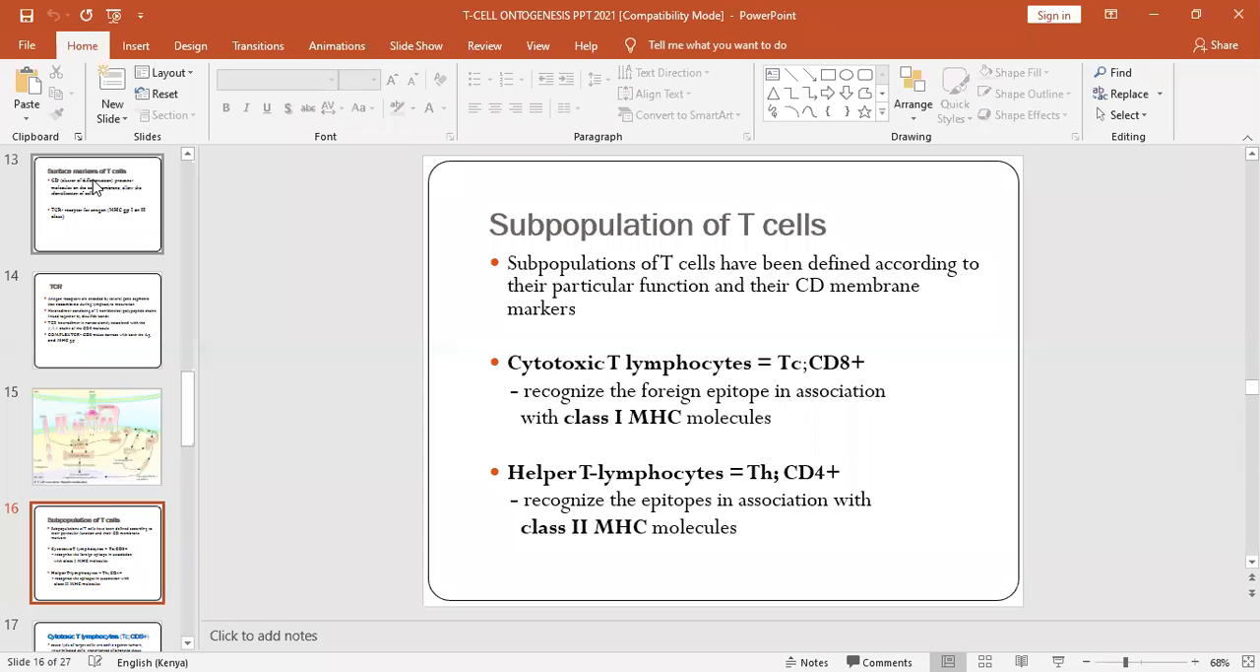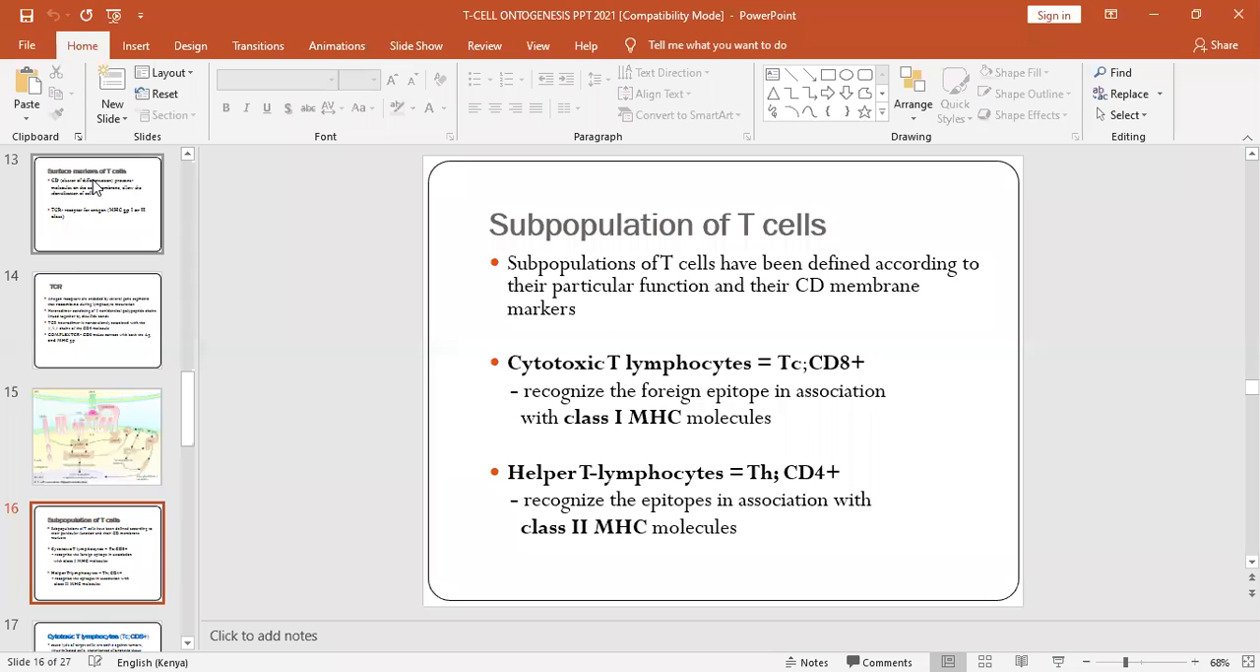Now let's look at these subpopulations of T cells. Now you can appreciate that they are the main coordinators of the immune response, especially when you talk about the T helper cells. But let's look generally at these T cells. They are grouped into various subpopulations depending upon the unique function that they perform.